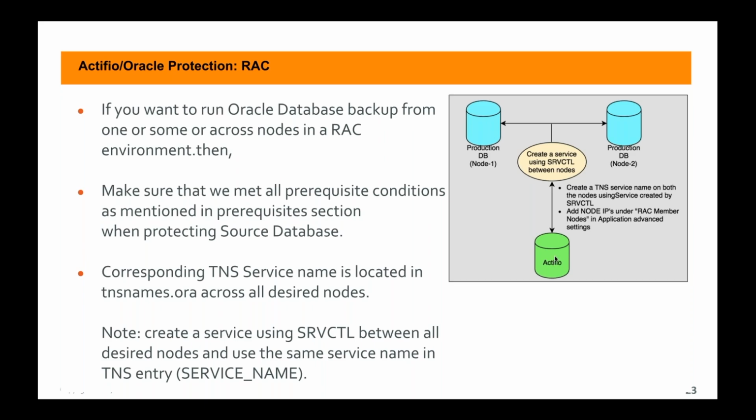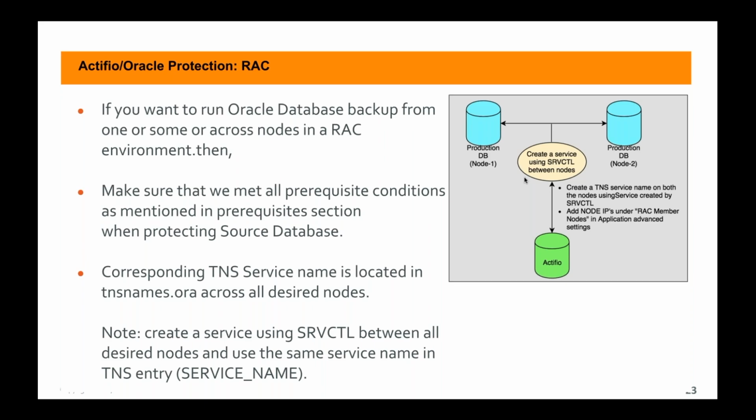And there is one more advanced setting. If you remember rack member nodes, you add these 2 IPs in the rack member nodes in the advanced setting, and just save the changes. That's it. So the subsequent backups, it is going to land the connections. And if you're opening the channels, they are going to land onto both node 1 and node 2, so that you are load balancing your backup across the nodes.